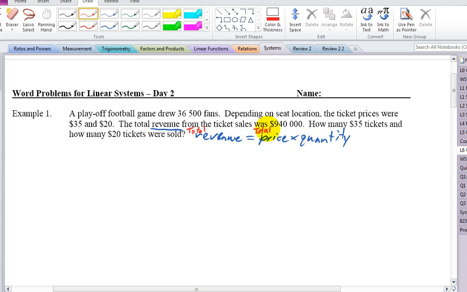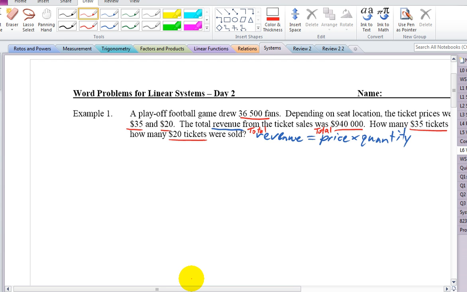Okay, so reading the question, there's 36,500 fans, 2 ticket prices, $35 and $20. The total revenue was $940,000. Now the questions are going to help you. How many $35 tickets and how many $20 tickets were sold?